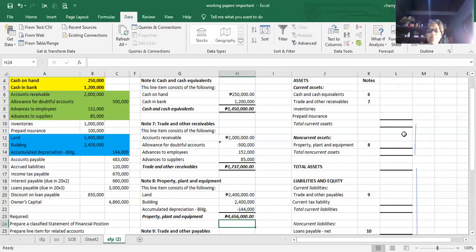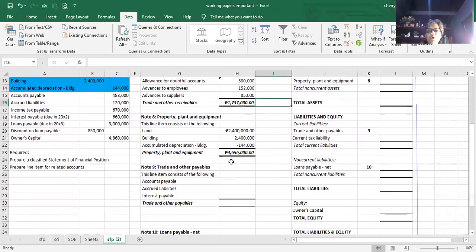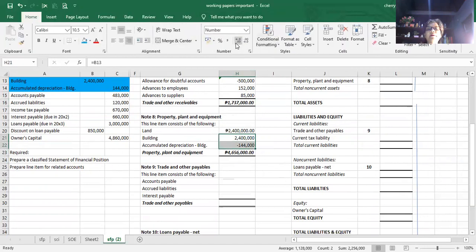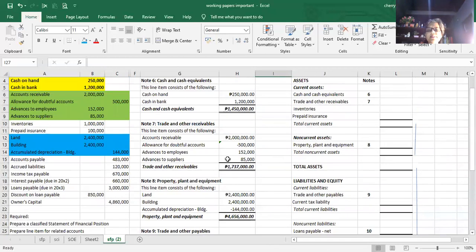Then we have 4,656,000. So let us add the cipher. Okay. So align. How about this? We can align this also.